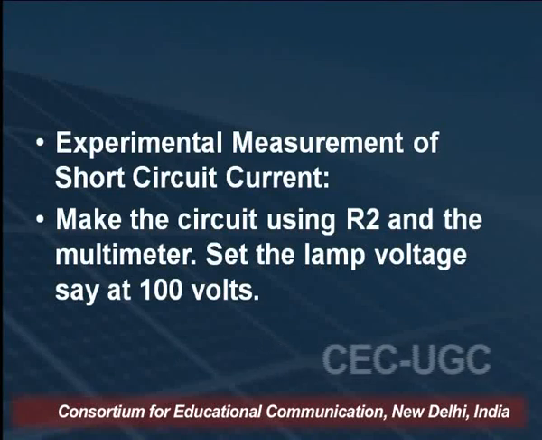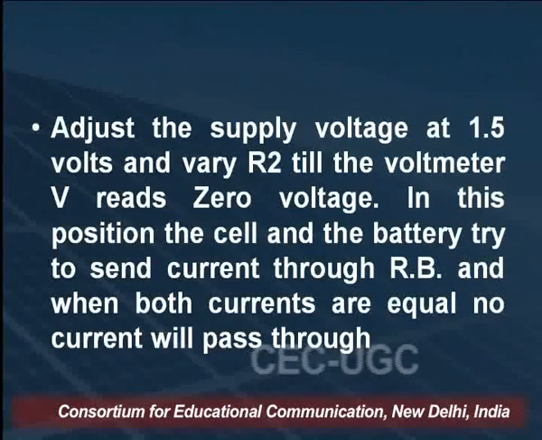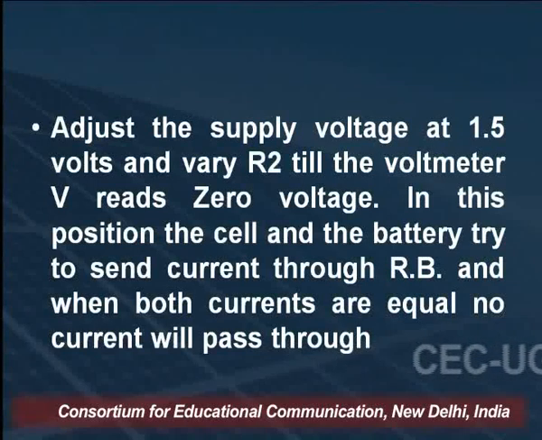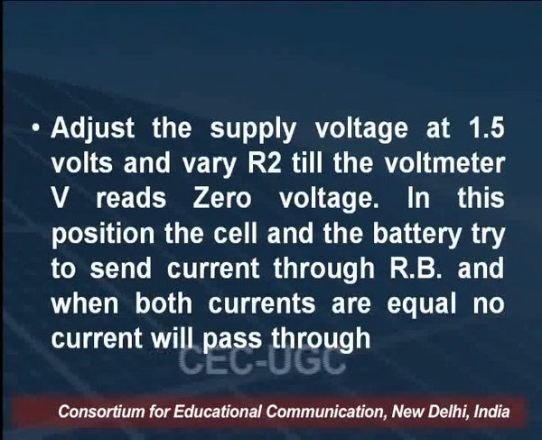Then we make a circuit using the R2 and multimeter. Set the lamp voltage at 100 volts. Then adjust the supply voltage at 1.5 volts. Then vary the R2, the low resistance, till the voltmeter records 0 volts.